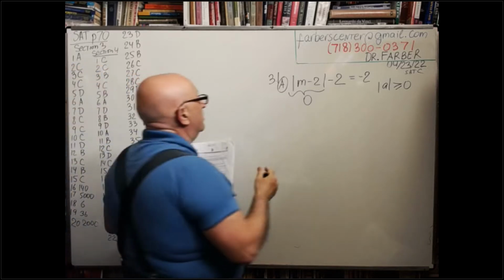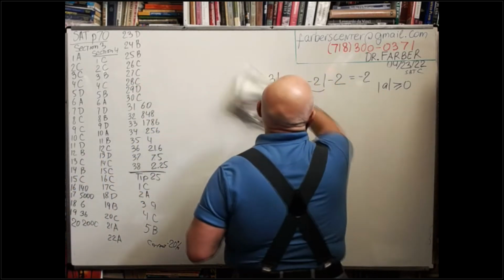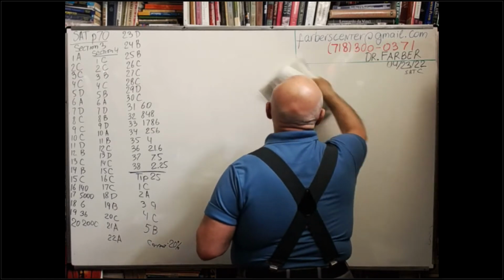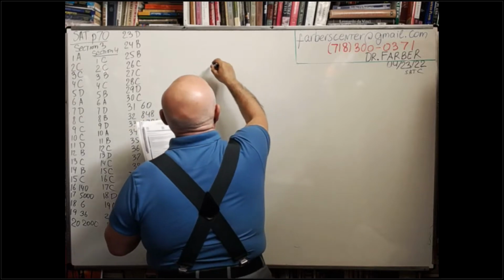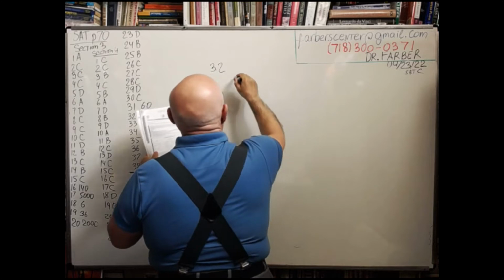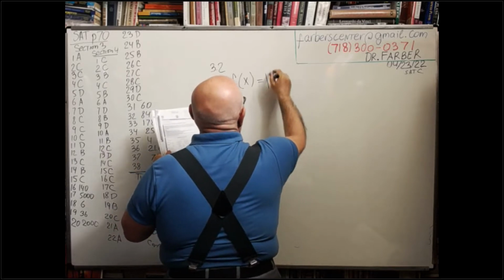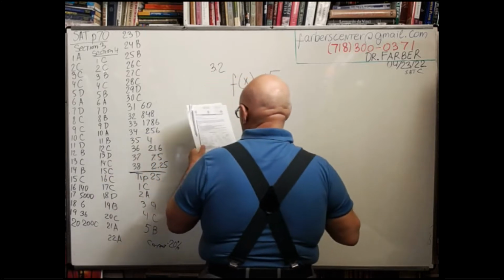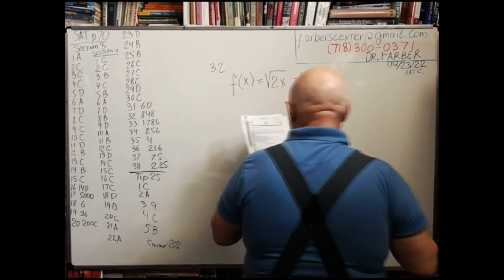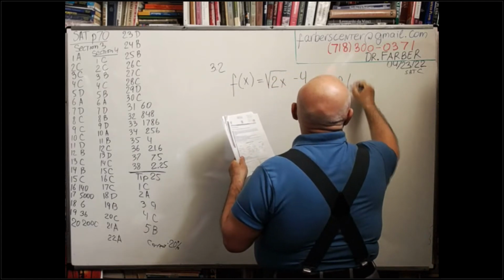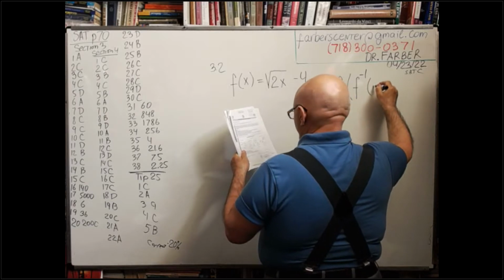Okay. 3, 2. Let me erase this one. In 3, 2, we have f of x equals square root of 2x minus 4, and they ask you to find f inverse of negative 4, that is, f of f negative 1 of negative 4.